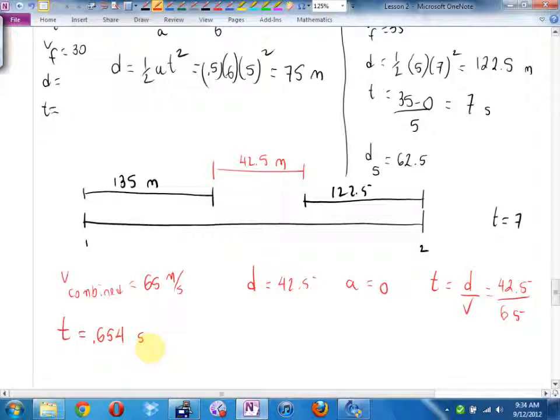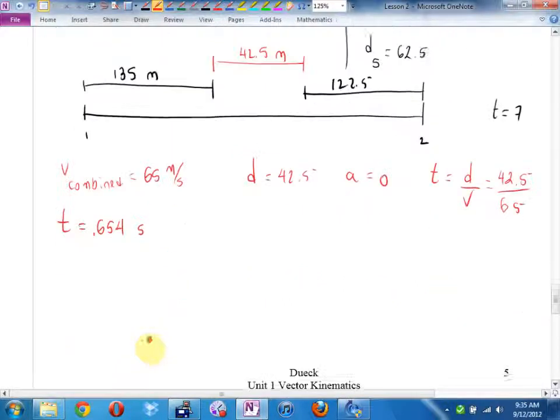So let's recap. How long does car 2 travel still accelerating? How many seconds? 7. Car 1 travels 5 seconds, and then we add an extra 2 seconds at a constant speed so that we can start timing them both at the same time. So they've traveled for 7 seconds. How much longer do they have to travel before they hit? 0.654.